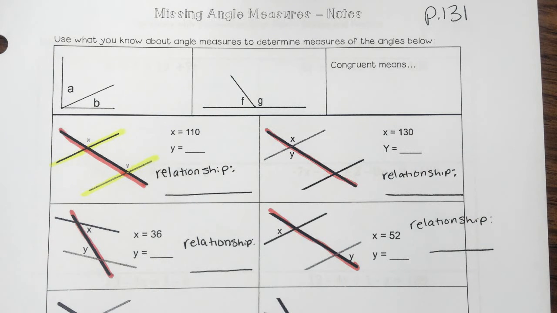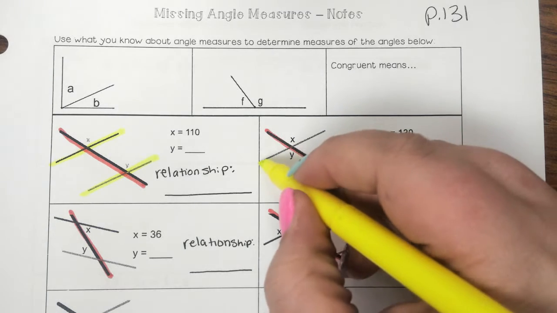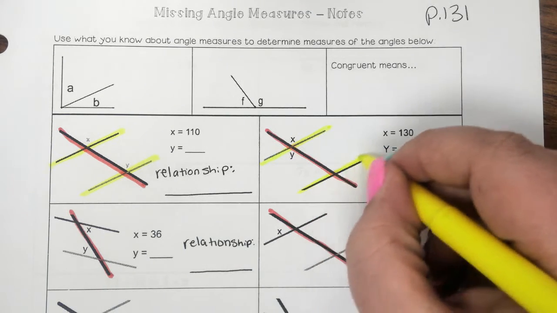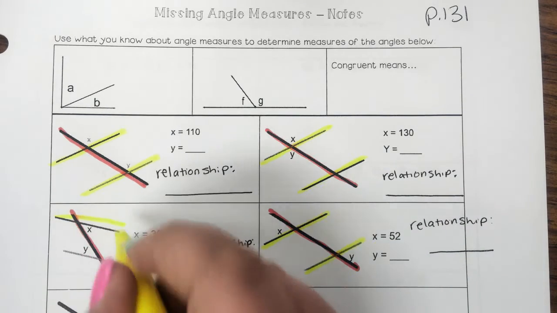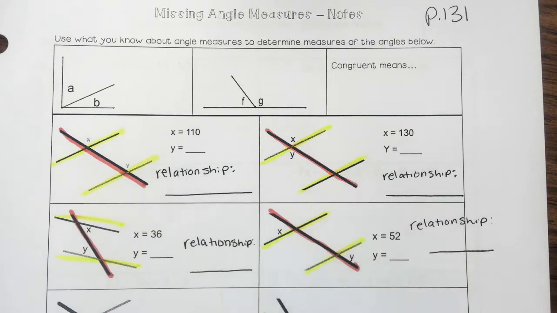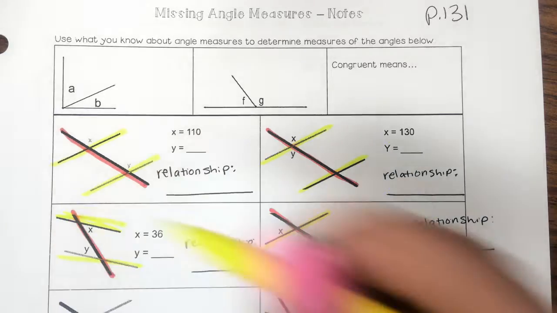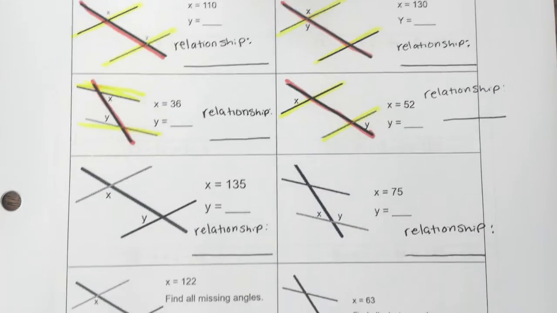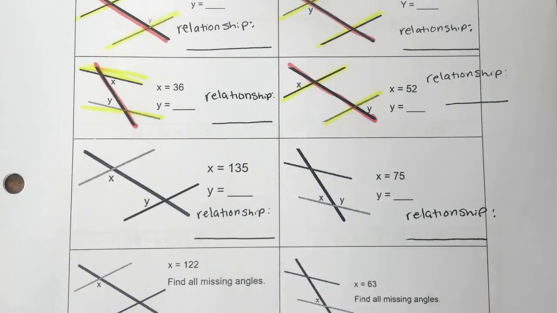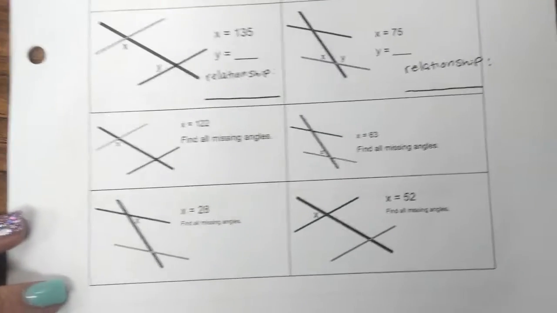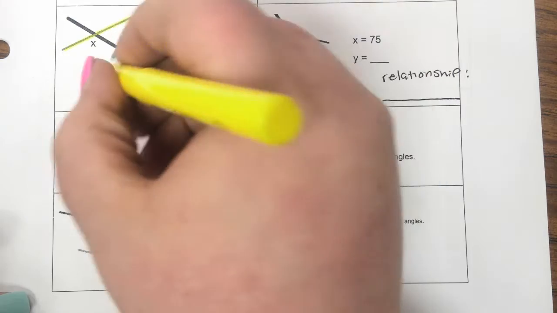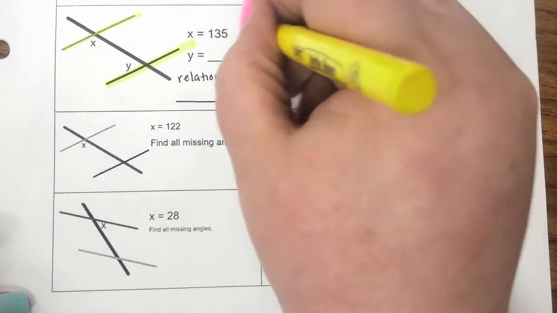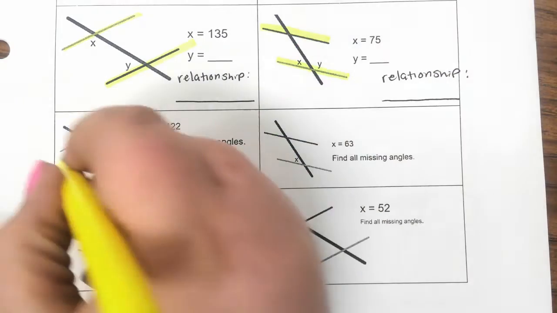That's just the top four. Those are all the transversals. Now I'm highlighting all of the parallel lines. That was really bad highlighting. Okay, and we're going to do that 6 more times, it looks like. Now I'm going to highlight the parallel lines first. There's the two parallel lines.